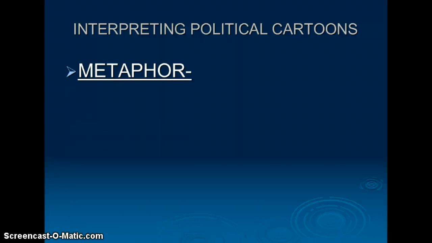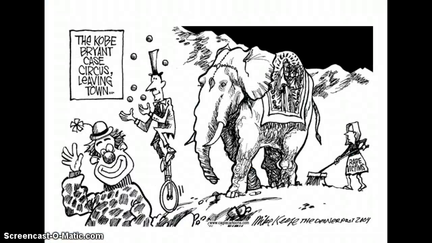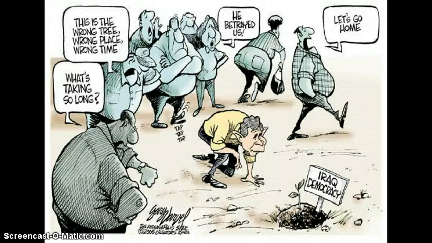We already talked about a metaphor, and we know what it means. Here's an example. Kobe Bryant, during his previous brushes with the law and accusations of rape, is being compared to a three-ring circus. Here's another example. Same kind of idea.